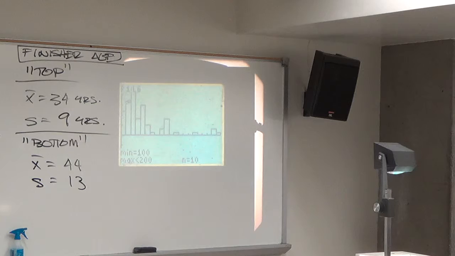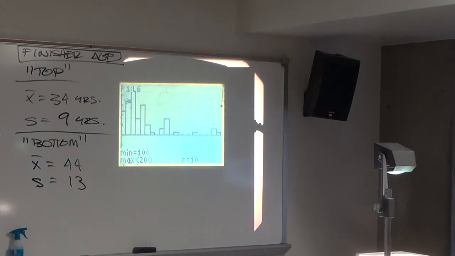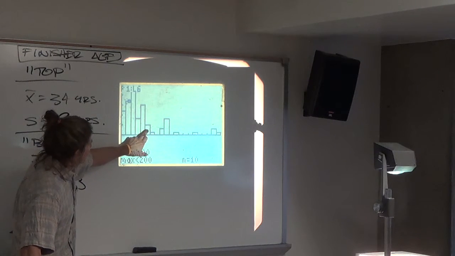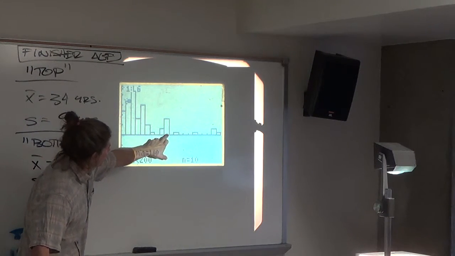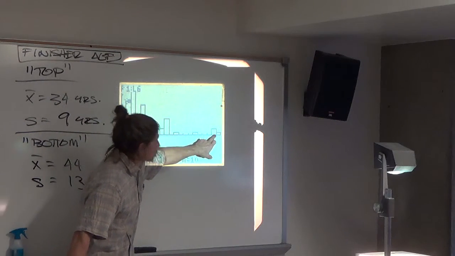I'm sorry for the TI's language. It says less than 200. It doesn't say to 199. It says less than 200. It tries to make everything continuous data, not discrete. Apologies. You'll get used to it. So that's your second bar. Here's your third bar. Here's your fourth bar. 5th, 6th, 7th, 8th, 9th, 10th, 11th, 12th, 13th, 14th, 15th, 16th, 17th, 18th, 19th, 20th.